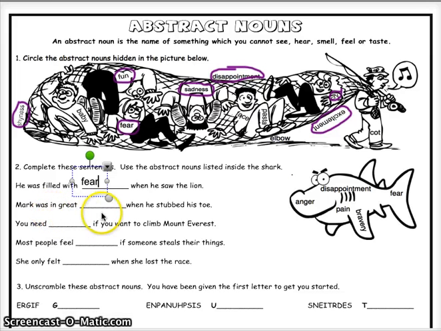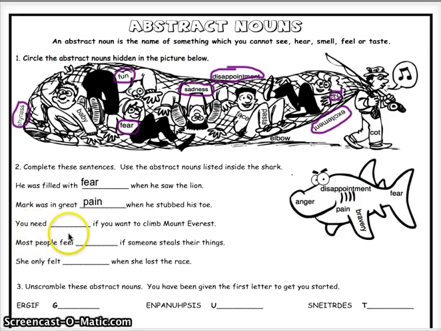Let's look at the next one. Mark was in great blank when he stubbed his toe. If you stub your toe, which one of these would you be? You would be in pain. So pain is our abstract noun here. Let's see if I can move that over. There we go.